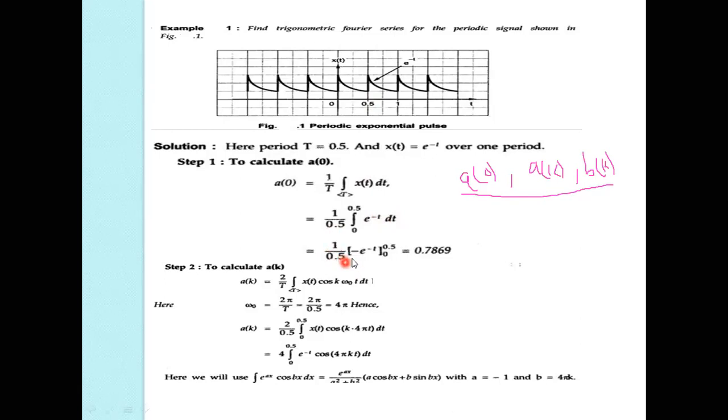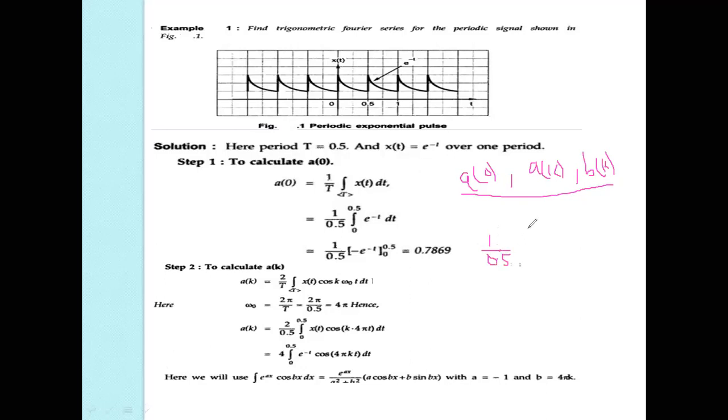Now, with 1 by 0.5, what is the integral of e power minus t? It is e power minus t divided by minus 1, the coefficient of t being minus 1. The lower limit is 0 and the upper limit is 0.5. After calculating this, 1 by 0.5 means 1 by 1 by 2, which is nothing but 2.